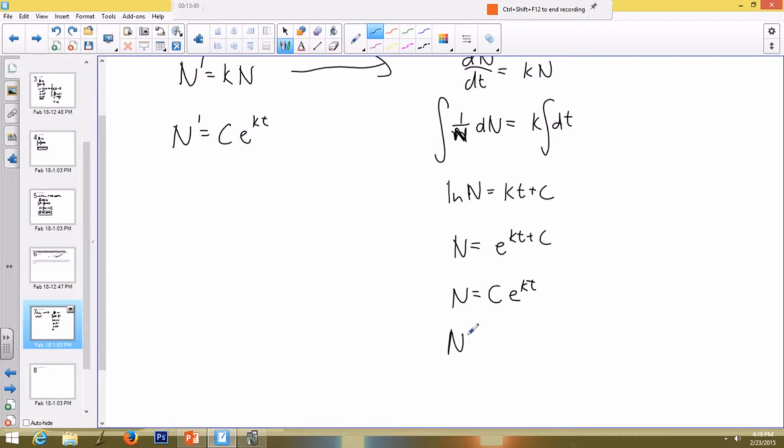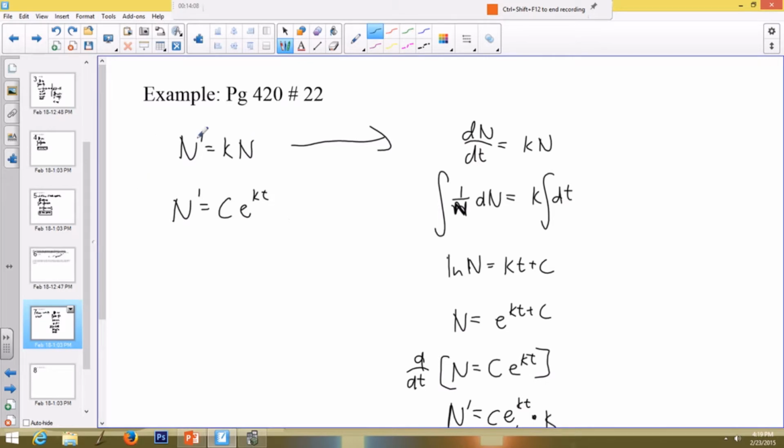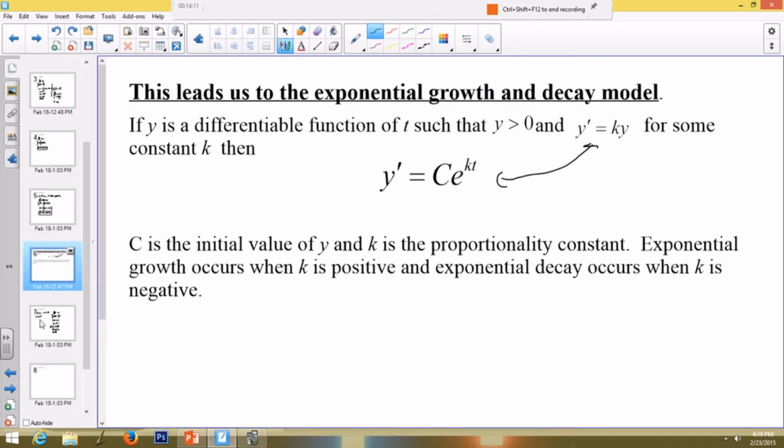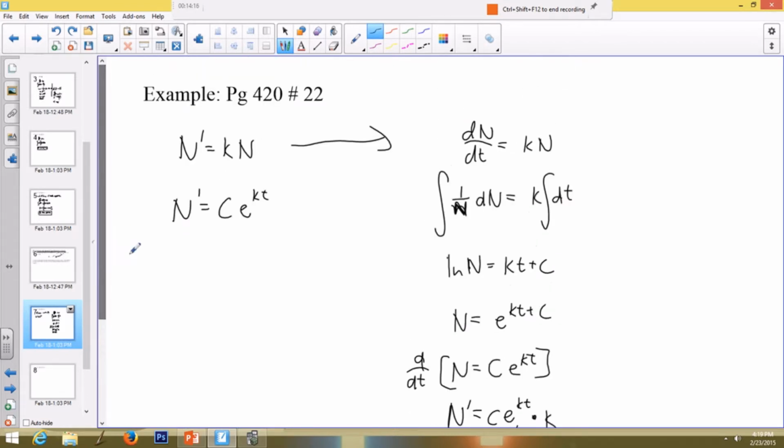So N prime, the first derivative of this expression with respect to t, is going to be the original, c e to the kt, times the derivative of the exponent here, so just k. And so N prime is going to equal ckt e to the kt. Now this expression here we just showed was capital N, so I've got my N times k. So either way, you can either memorize the rule that we showed here, or you can do the separation of variables. I know that's a lot, and we probably could skip some steps, but that just gives us a general idea.